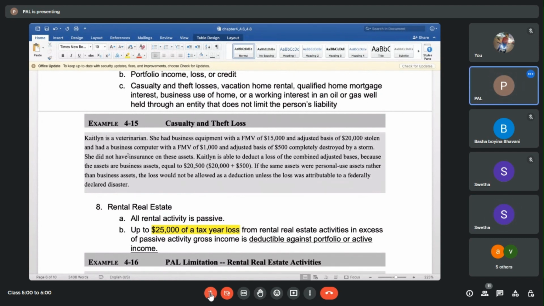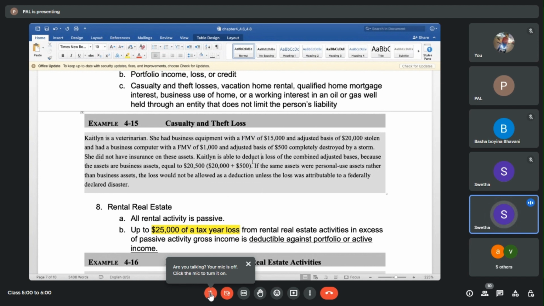Kathleen, okay, go ahead. Kathleen, in Argentina, she had business equipment with an FMV of $15,000, on the basis of $20,000. What does FMV mean? Fair market value. Good. Stolen had a business computer with FMV of $1,000 and adjusted basis of $500, completely destroyed by a storm. She did not have insurance on this asset. Kathleen is able to deduct a loss of combined adjusted basis because the assets are business assets, equal to $20,500, that is 20,000 plus $500.